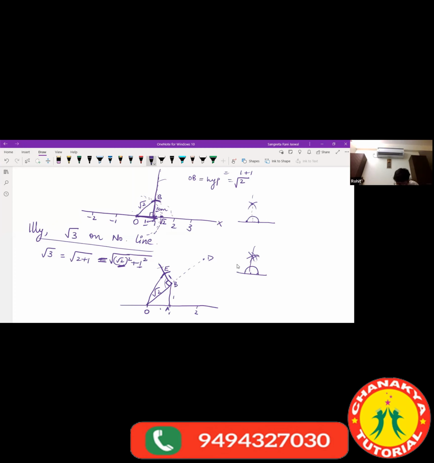So now you can see, you have this radius OE as your radius. From O to E is your radius. Keep your compass pointer at O and your pencil at point E and make an arc like this, which cuts the x-axis. And wherever this cuts the x-axis, that point is your root over 3. Got it?